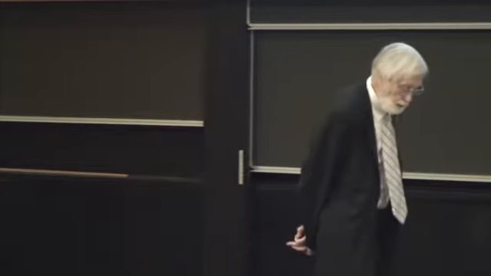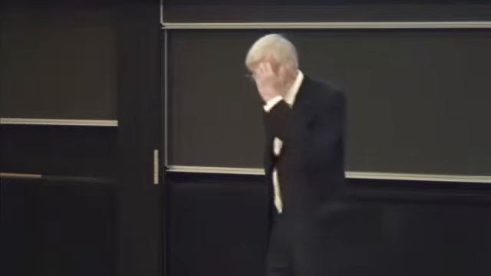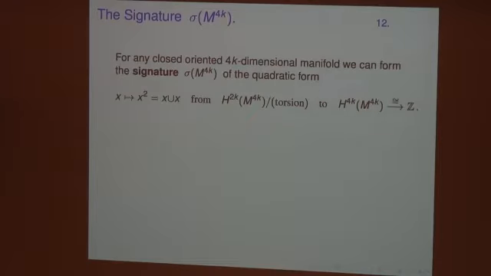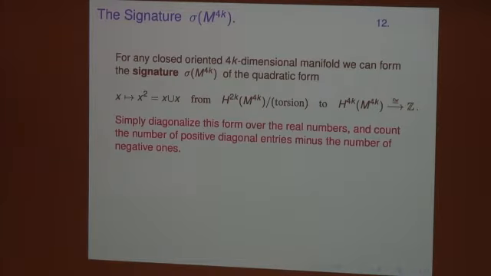Well, here I've used cohomology with integer coefficients, but we could just as well use cohomology with real coefficients or just tensor the whole quadratic form with the real numbers. And then any quadratic form over the real numbers can be diagonalized. We diagonalize it, count the number of positive entries, subtract the number of negative entries, and call that the signature. So that is the definition of this invariant sigma.